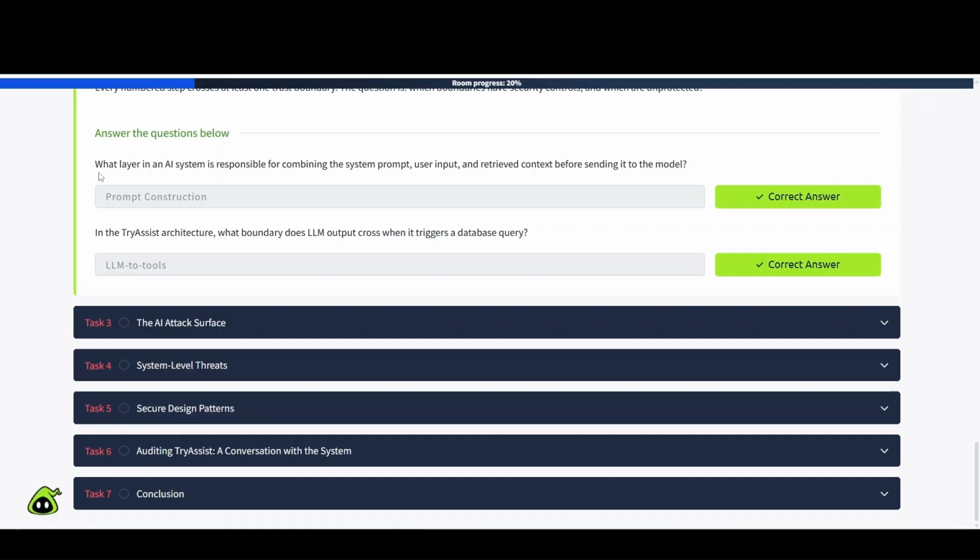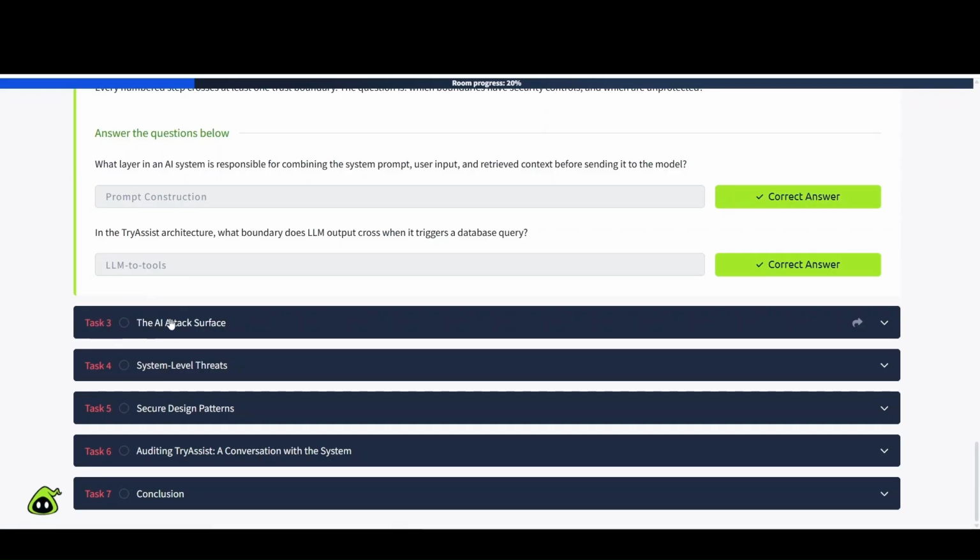Let's take a look at these questions. What layer in an AI system is responsible for combining the system prompt, user input, and retrieved context before sending it to the model? That's going to be the prompt construction. In the TryAssist architecture, what boundary does LLM output cross when it triggers a database query? That's going to be LLM to tools.